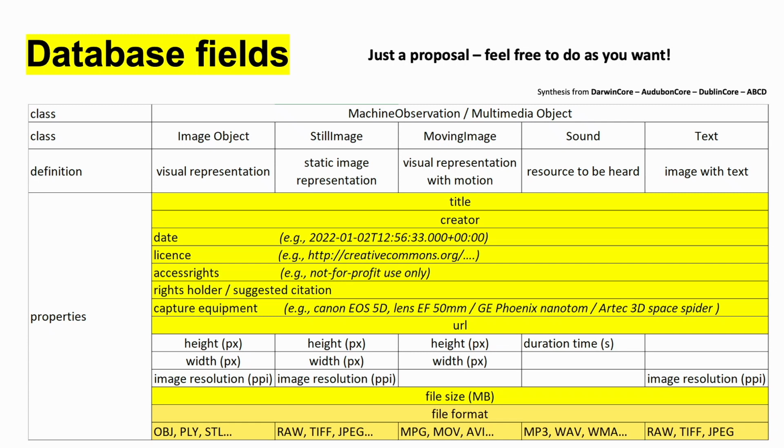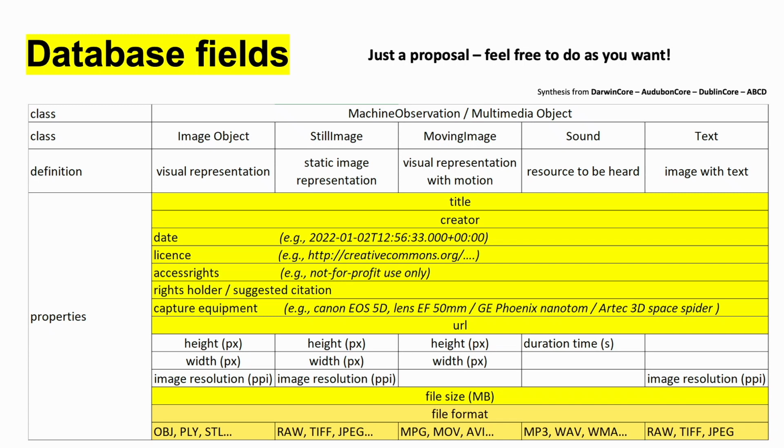This is some sort of summary of the different standards: Darwin Core, Audubon Core, which I found really useful. It's an extension, or it was made before or parallel to Darwin Core and then integrated into Darwin Core. It's specific for multimedia data. There's also the Dublin Core, the ABCD. They also have a lot of recommendations or database fields for image data.